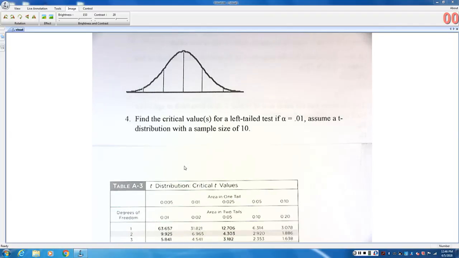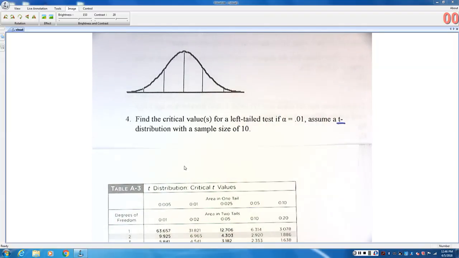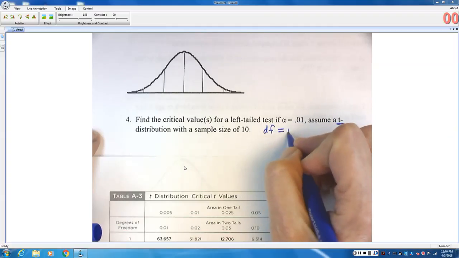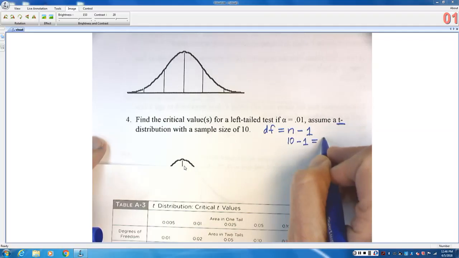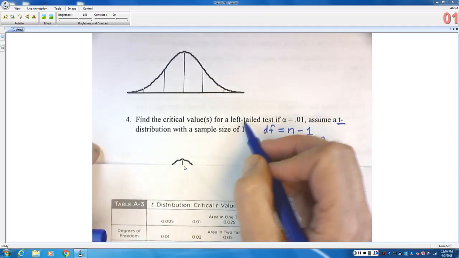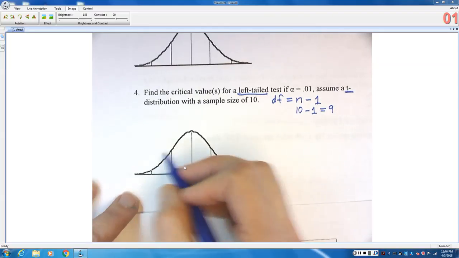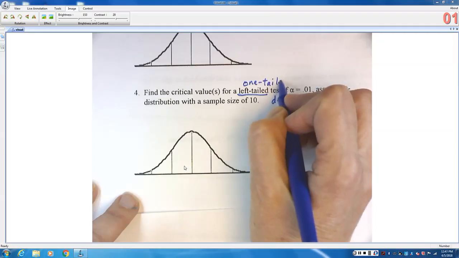So, for number 4, it says it's a T distribution. Whenever it's a T instead of a Z, you have to find degrees of freedom, which is n minus 1. 10 minus 1 is 9. Okay, and it's a left-tailed test. So I have the picture there for you. So it's one-tailed, and it's on the left side.